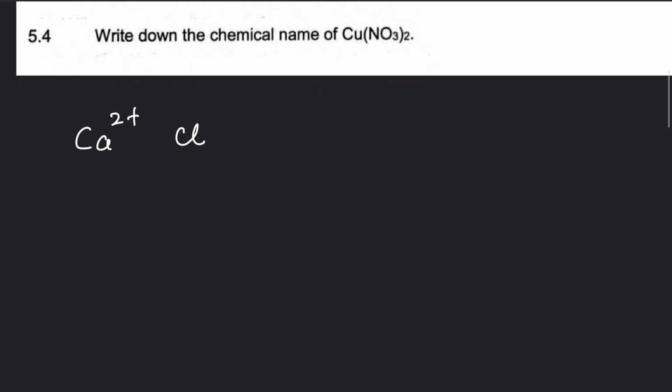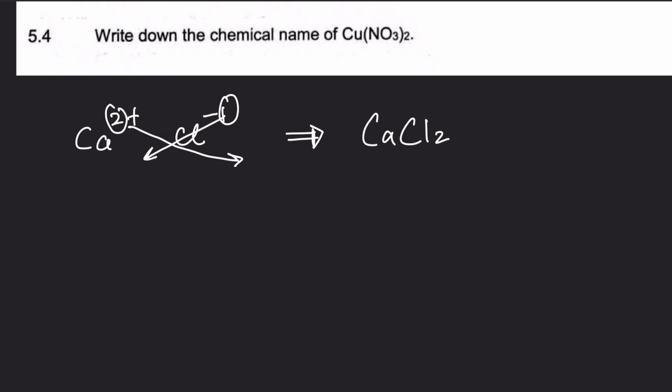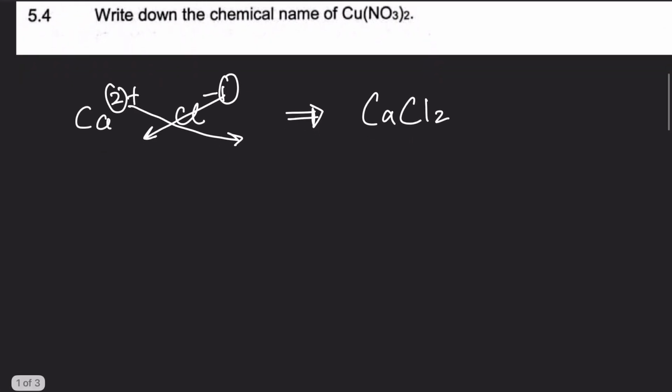So Cl is -1. Now, those charges don't cancel each other, so we need to cross multiply. So I'll take the 1 from here and bring it down here, and I'll take that 2 and bring it down there. So the formula is going to be CaCl2. We don't need to show that 1. So how do we show the Lewis diagram for this? The Lewis diagram will look like this.